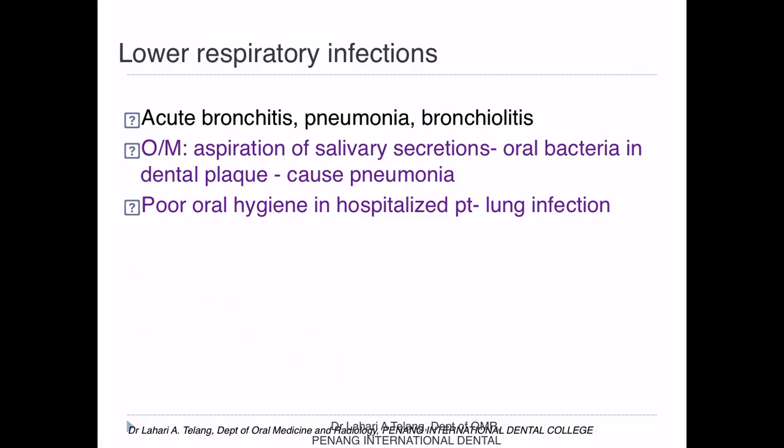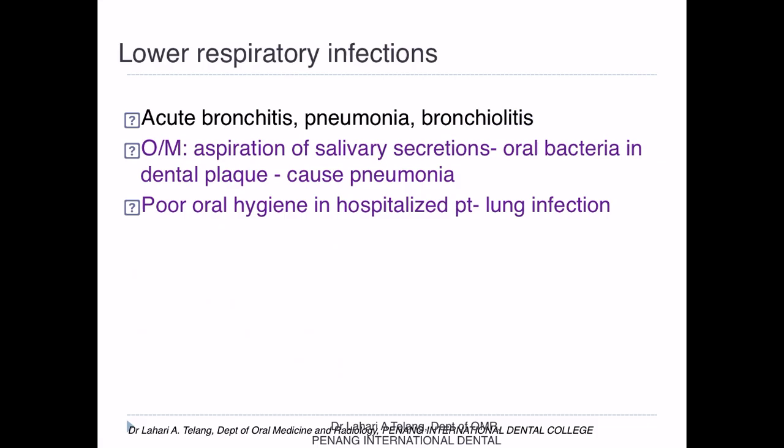Lower respiratory tract infections. Now this is a huge plethora of diseases. I won't be able to cover all of them in this, but some of the examples are chronic bronchitis, pneumonia, bronchiolitis, for example. The oral manifestations would be aspiration of salivary secretions and oral bacteria in dental plaque, which can cause pneumonia. So that's why hospitalized patients, who generally have poor oral hygiene, have a chronic lung infection again and again. And hence this has been realized.